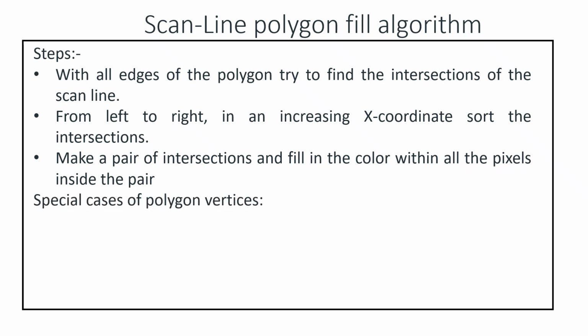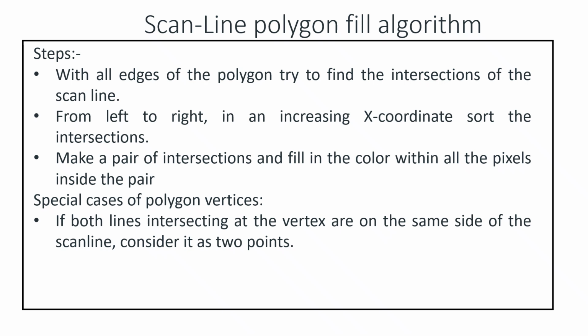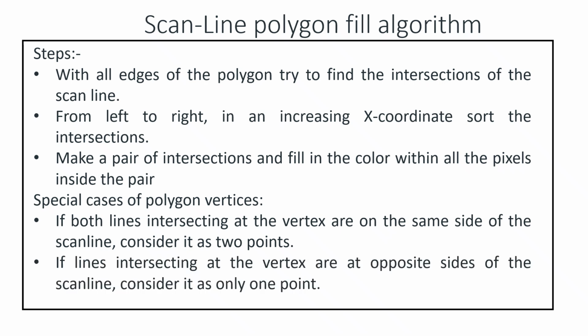And here comes a special case of a polygon vertex. If both the lines intersecting at the vertex, not on the side of the polygon, are on the same side of the scan line, then we will consider it as 2 points and not as 1 point. On the other hand, if the lines intersecting at the vertex are on opposite sides of the scan line, then we will consider it as a single point. You will get to know this very clearly when we solve an example, which we will be seeing in the near future.